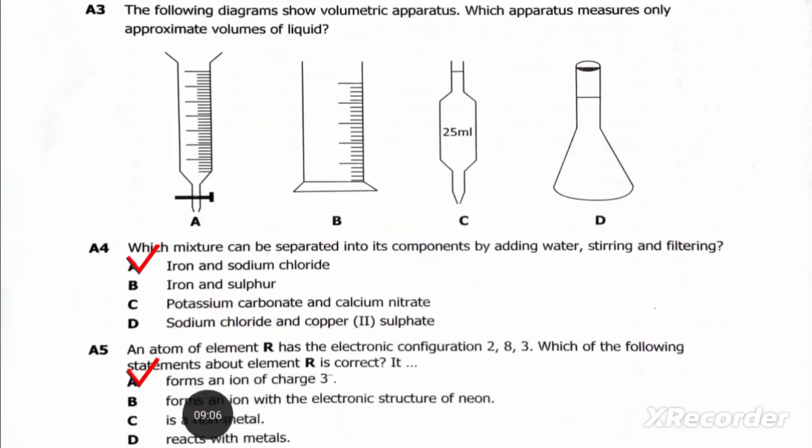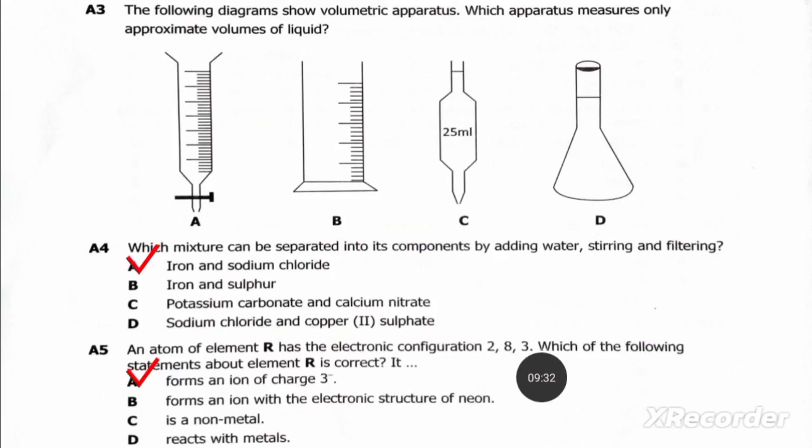And if we look at this one, see, the electronic structure, this electronic structure is meant for aluminium. Aluminium is a metal. So this is not a non-metal. Reacts with metals? No. Okay. Our correct answer is B.